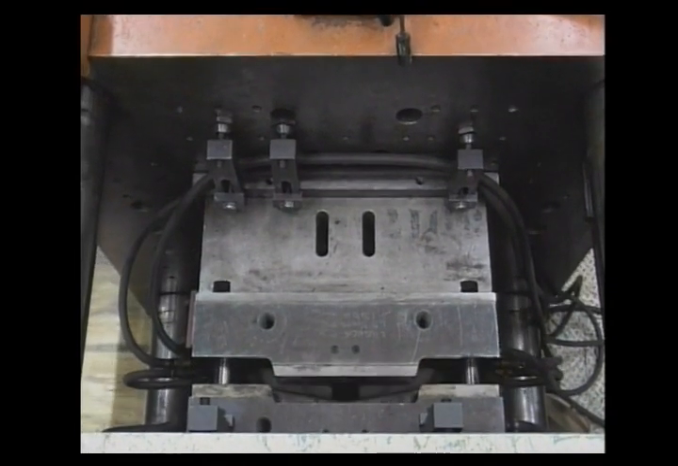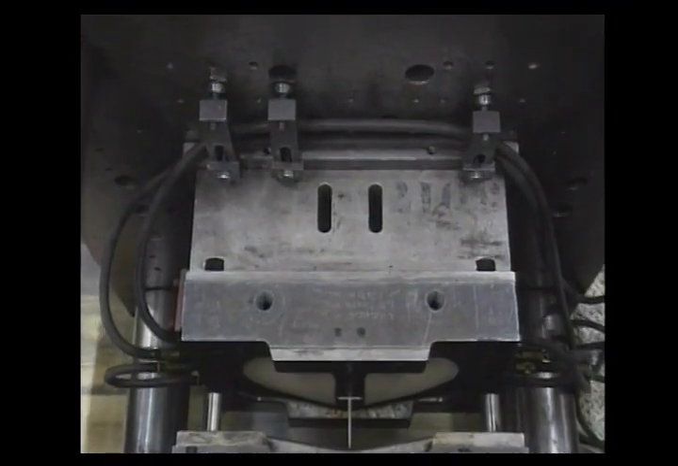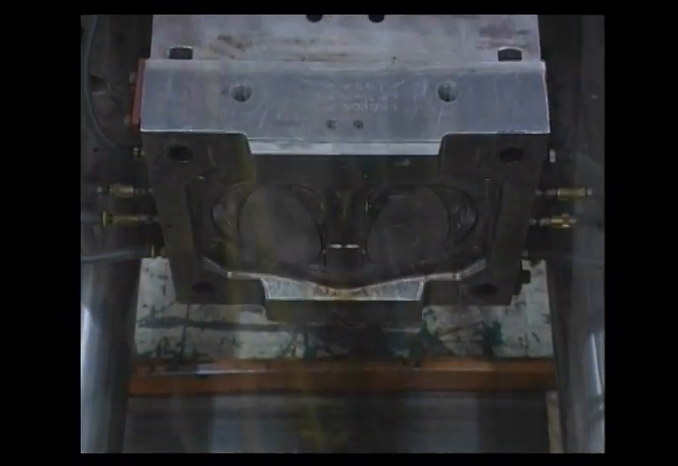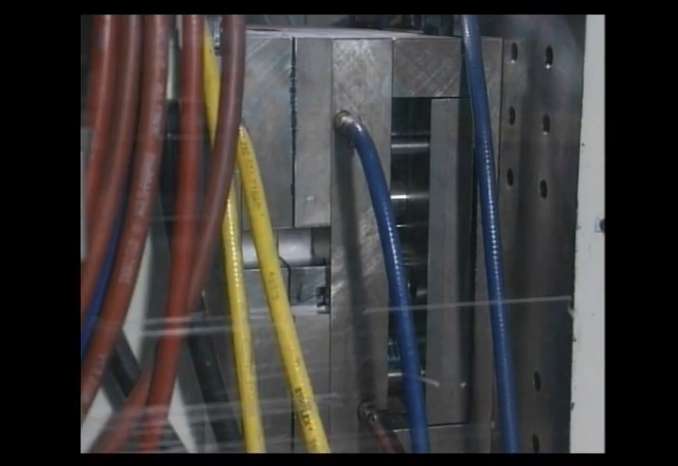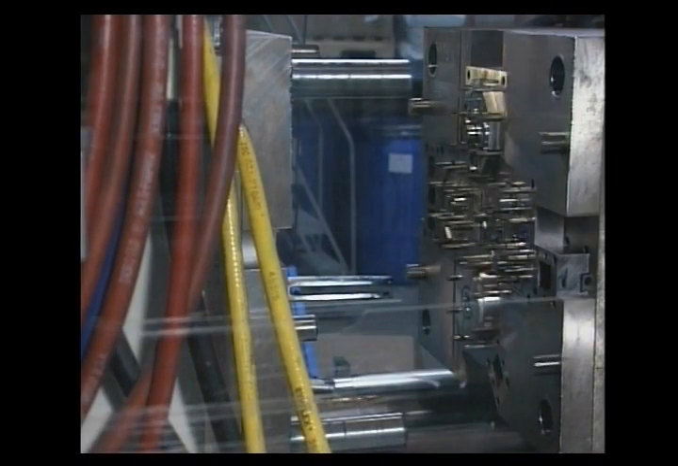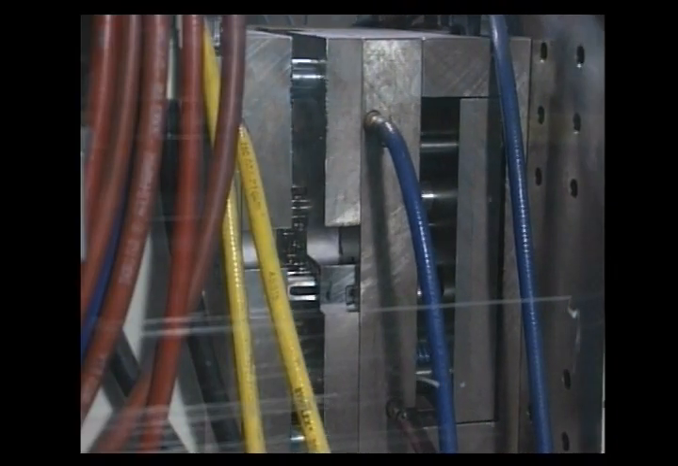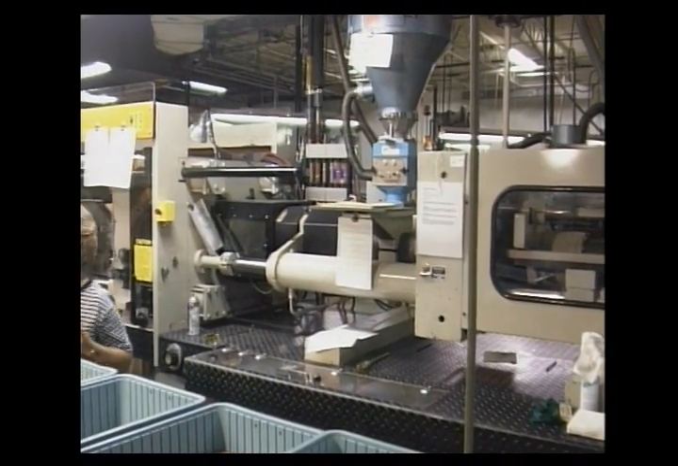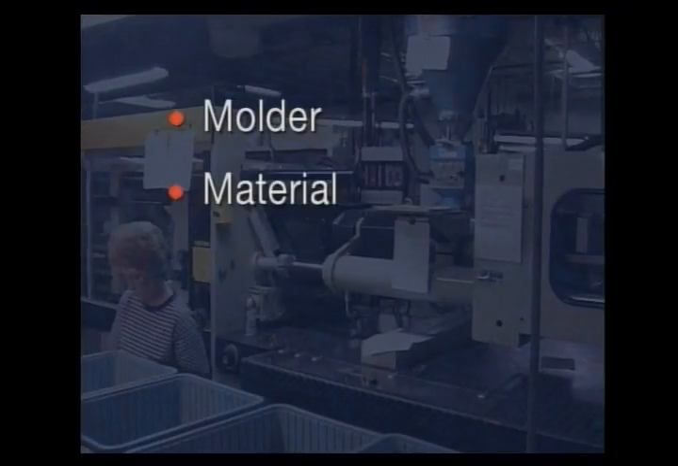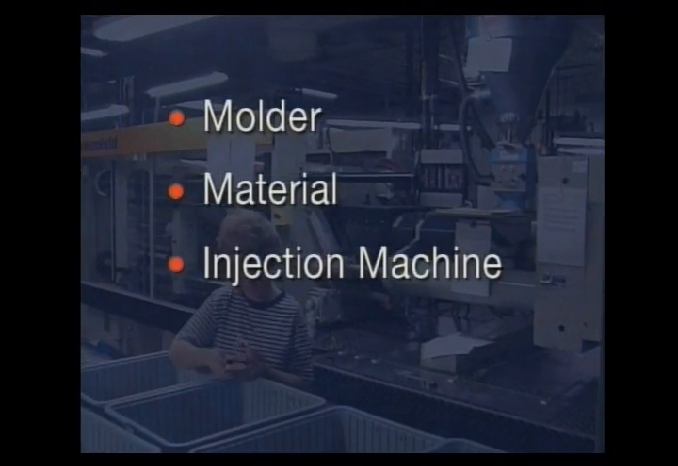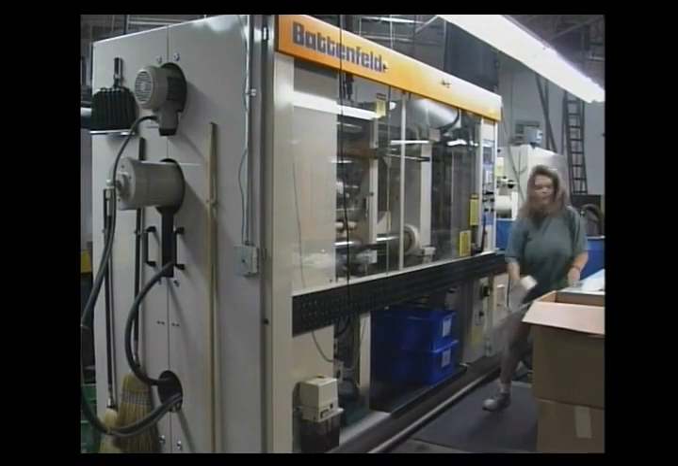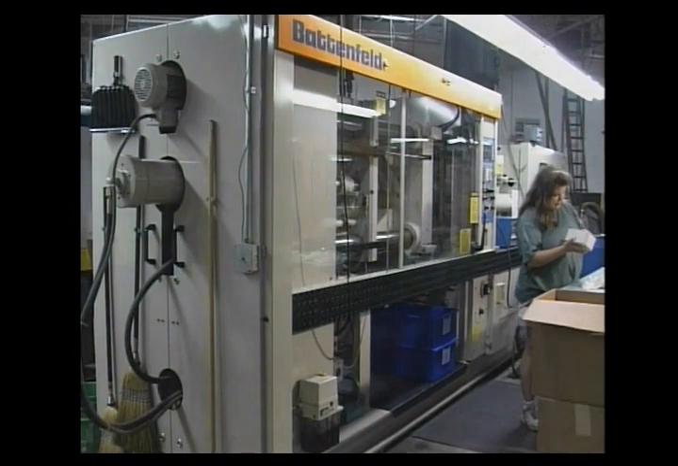Injection molding plastics is extremely complicated because of the infinitely changing pressure, temperature, and velocity inside the mold. These molding conditions directly affect the properties of each molded part. A change in any of the conditions will alter the parts produced. There are four primary elements that influence the plastic injection molding process: the molder, the material, the injection machine, and the mold. This video focuses on the latter two, the injection machine and the mold.